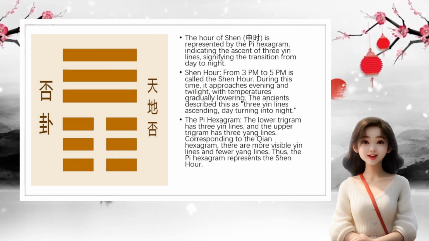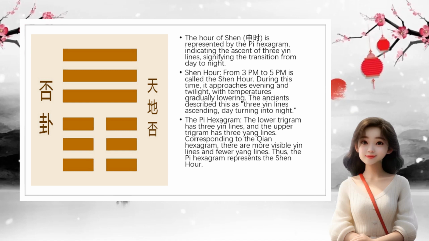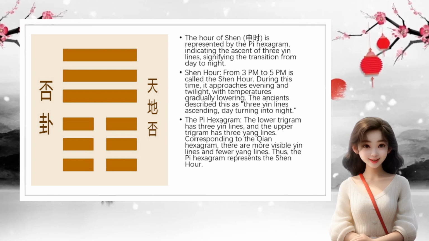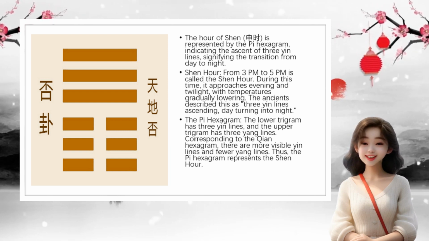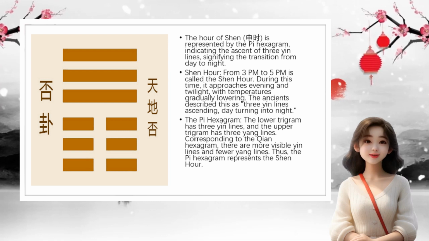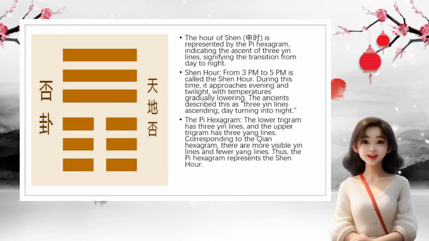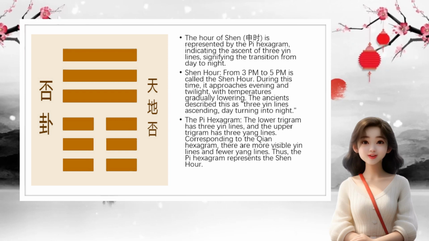The hour of Shen is represented by the Pi hexagram, indicating the ascent of 3 yin lines, signifying the transition from day to night. Shen hour, from 3 p.m. to 5 p.m. is called the Shen hour. During this time, it approaches evening and twilight, with temperatures gradually lowering. The ancients described this as 3 yin lines ascending, day turning into night.